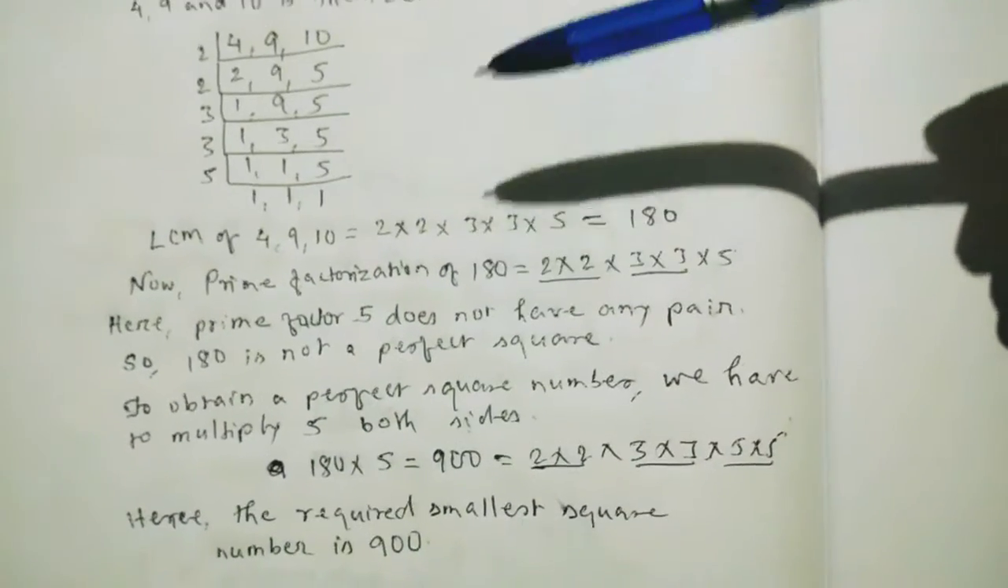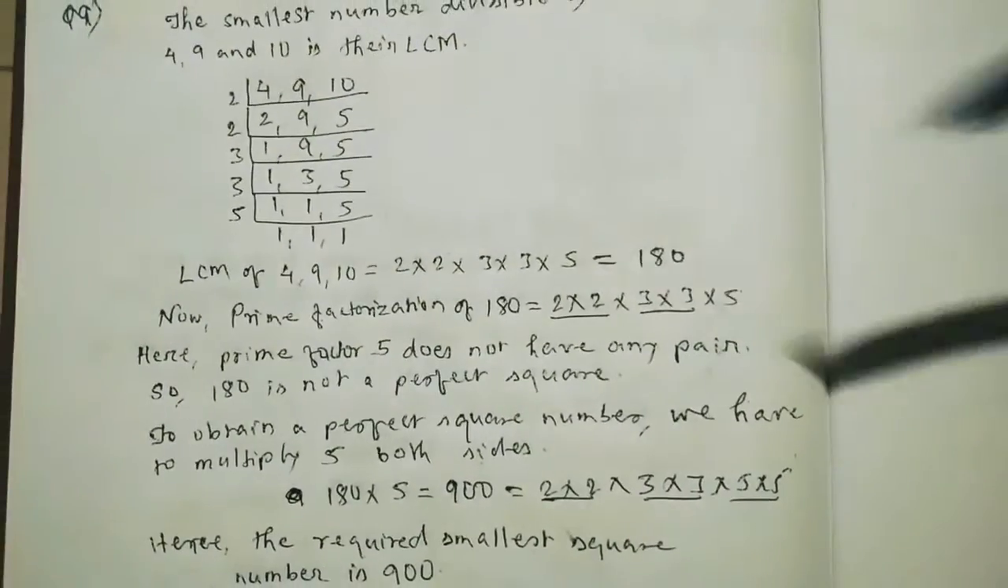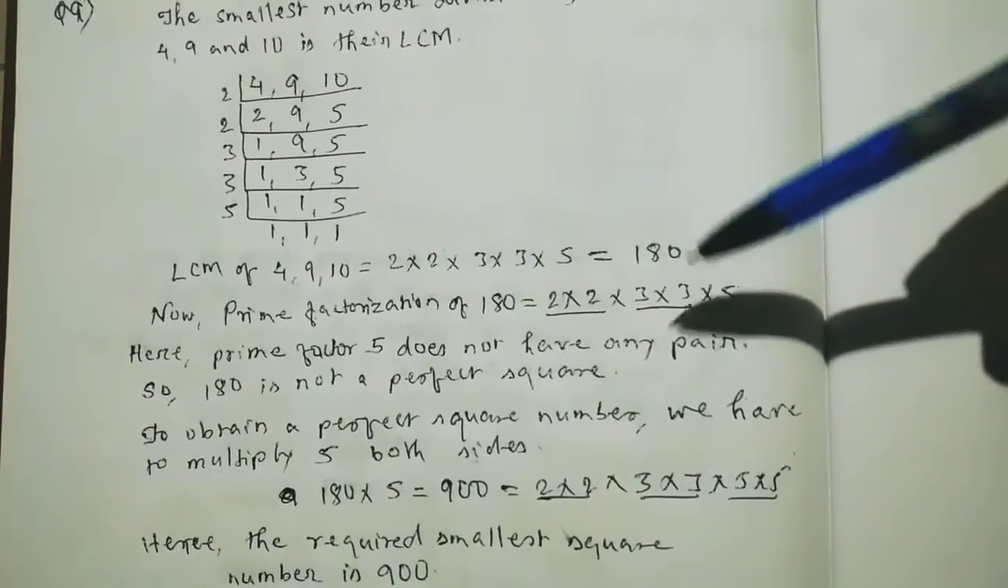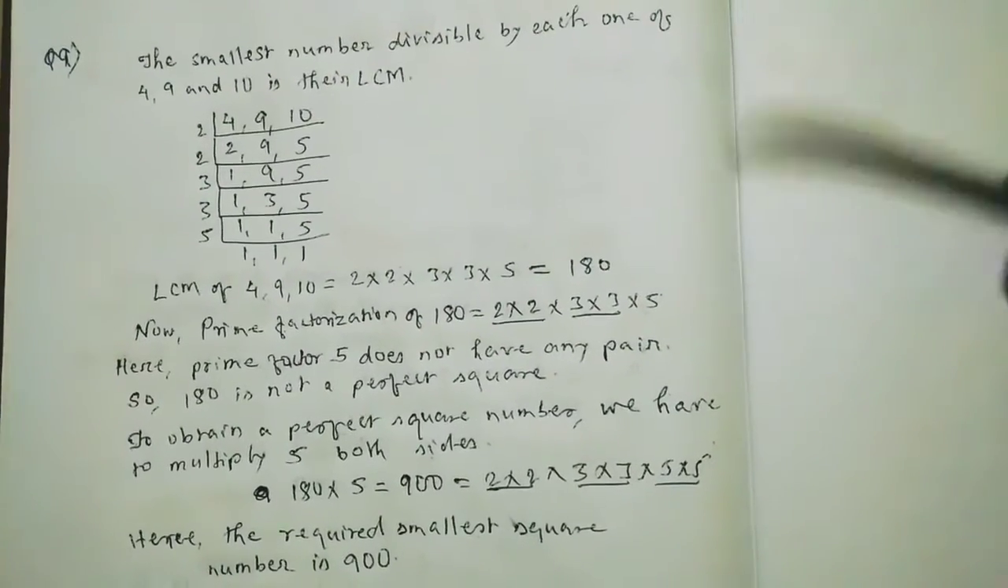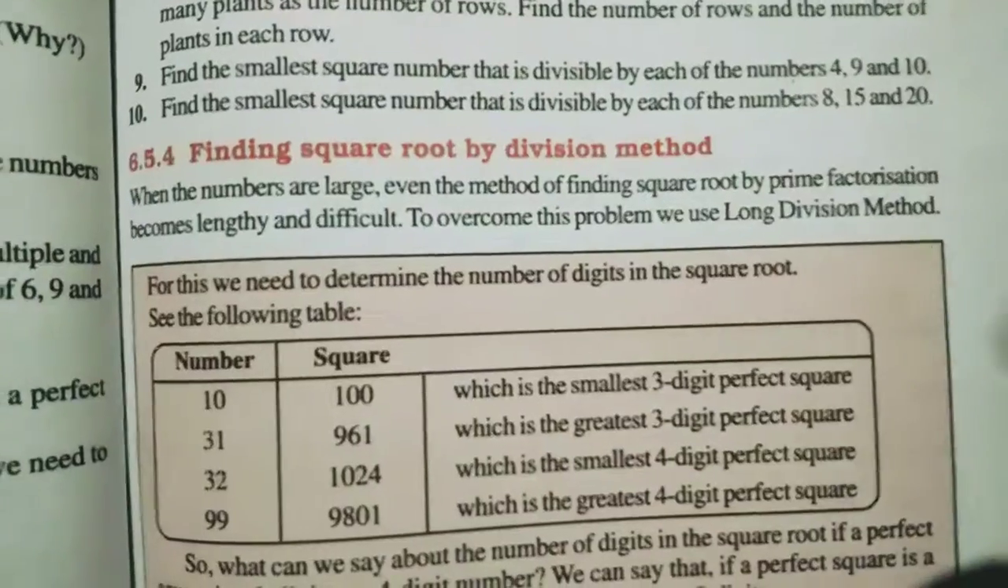So in this way, first of all you have to find the LCM, and that LCM answer you have to make a perfect square. That square number is the smallest square number. Understood this question? Now question number 10.